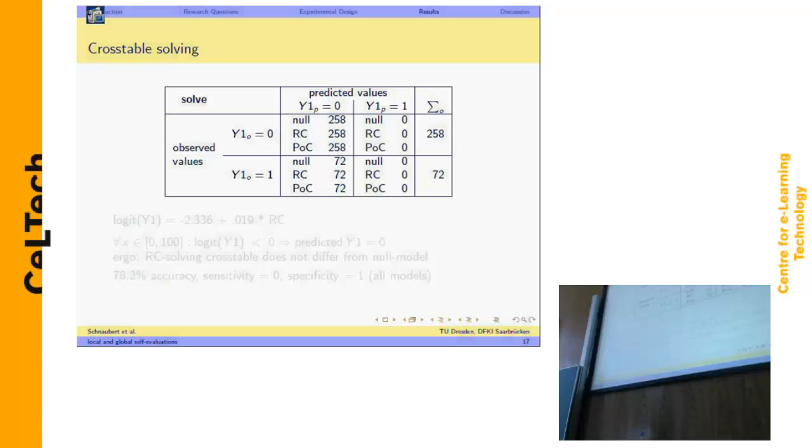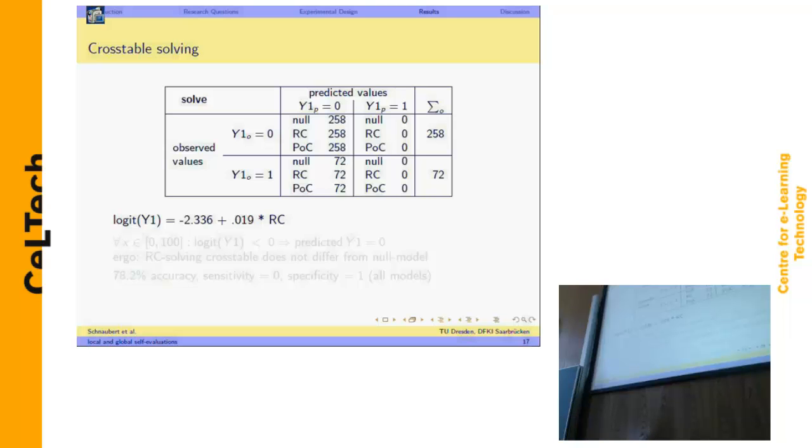For the intercept-only model, that's clear because it only has the data to go from. So if they solve less than they do not solve, we always predict a non-solve, and that's the best bet. And for the perception of competency model, we are also not surprised because it's not significantly better than the null model. But for the response confidence model, we are kind of surprised, so we looked into it.